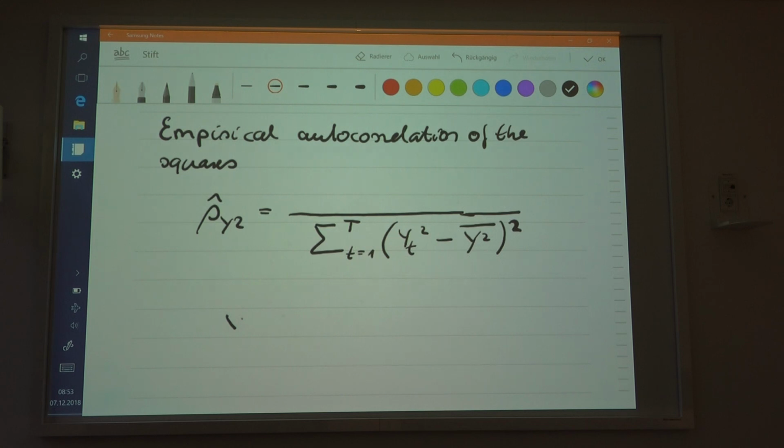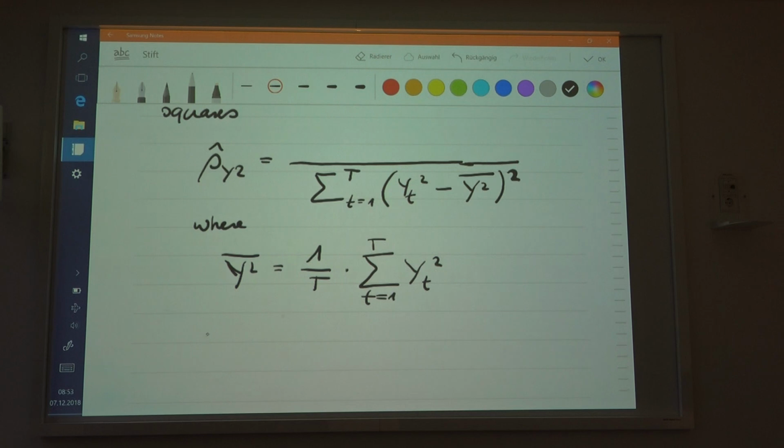I will add this here as an explanation first. y squared bar is the mean of the squares, and it is calculated from the sample as follows: 1 over T times the sum of the squares of all observations. You assume that you have a sample, y_1, y_2, etc., up to y capital T. These are your sample observations of the process.